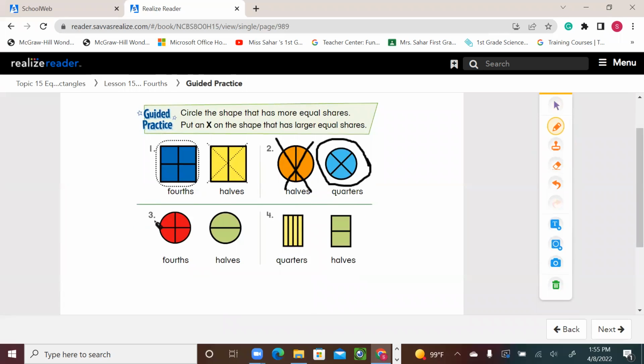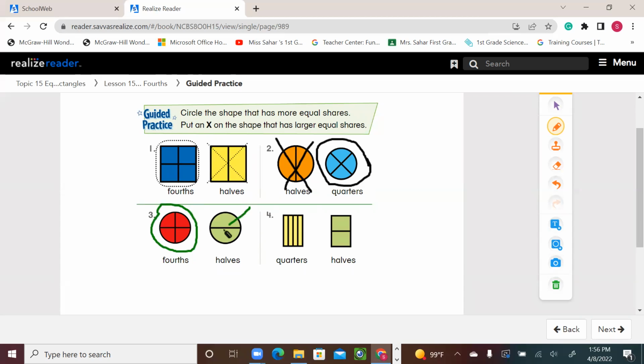All right, let's go for number 3. Again, circle the shape that has more equal shares, and then put an X on the shape that has larger equal shares. Let's take a different color. All right, so this one has more equal shares. The red circle has 4 quarters, and then the green circle has larger equal shares.